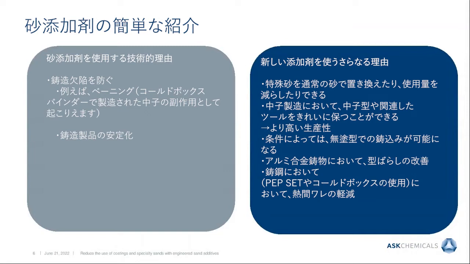But there are more reasons and more wishes you as a foundry man have for new additives. One is certainly the substitution or reduction of special sands. The other is an improved core box cleanliness to get higher productivity because of less downtime of your core shooter. And where possible under certain conditions, you would like to have coating-free production. In aluminum castings, certainly the shakeout improvement is a topic, and for steel castings, a reduced hot tear tendency.